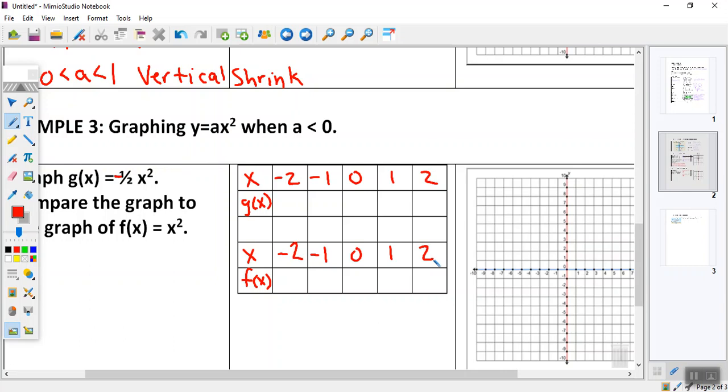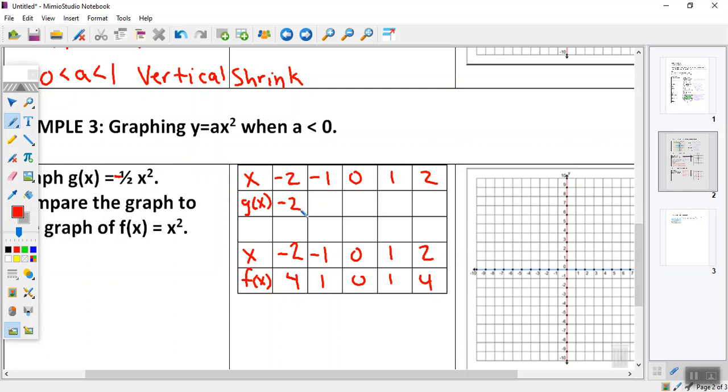All right, kids, let's talk about it. The f of x will be exactly the same again because it's x squared, isn't it? So let's start with the f down here on the bottom. This will be 4, 1, 0, 1, 4 down here. But let's go to the negative 1/2 x squared up there, kids. Guys, on my negative 1/2 x squared, what is negative 2 squared? 4. But what's negative 1/2 of 4? Negative 2. All right. Negative 1 squared is 1, right? But what's 1 times negative 1/2 now?